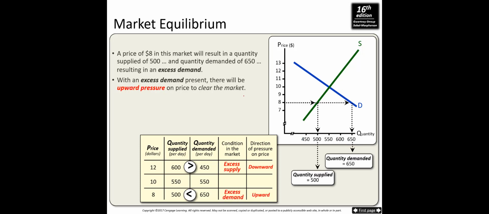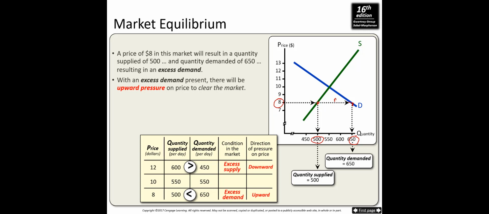Let's think again about a mispriced good in the market, $8 this time. Let's read the numbers. At $8, quantity supplied is 500. Quantity demanded, on the other hand, is 650. This time we have excess demand. You might think of lines in front of the stores to buy the limited calculators. This case is called excess demand, and there's going to be an upward pressure on the prices. The prices are going to increase.